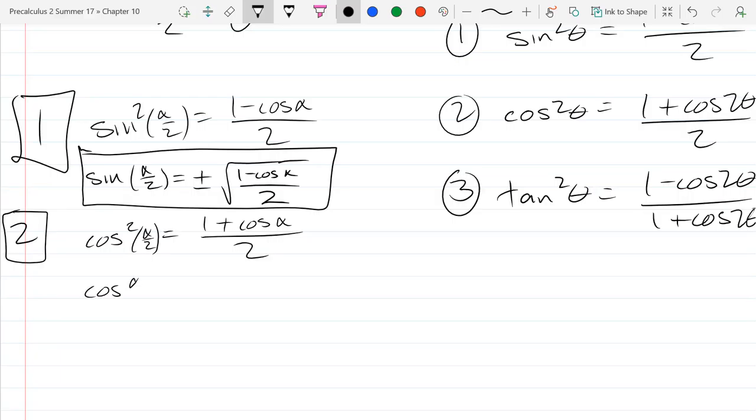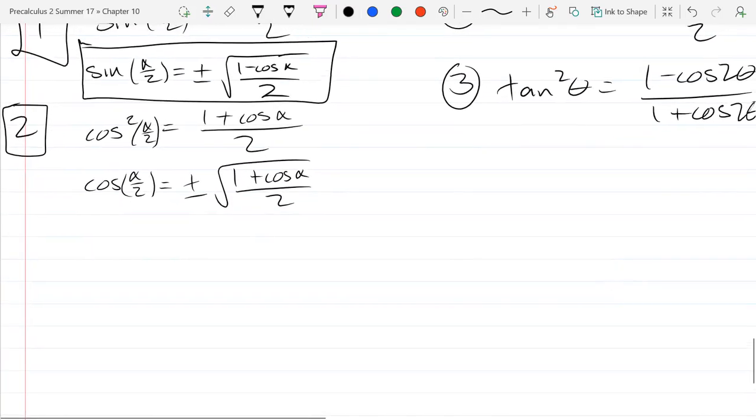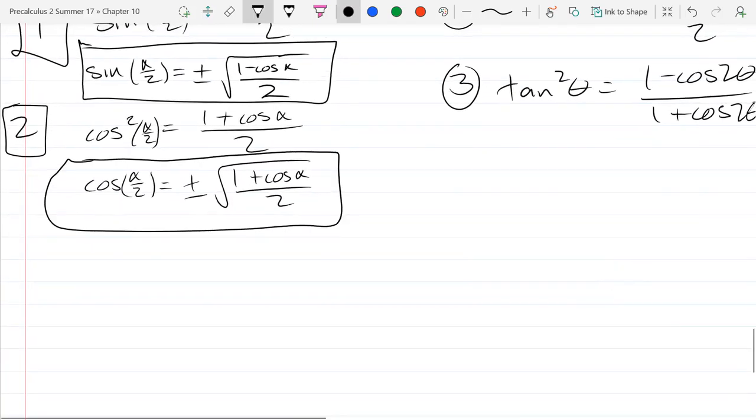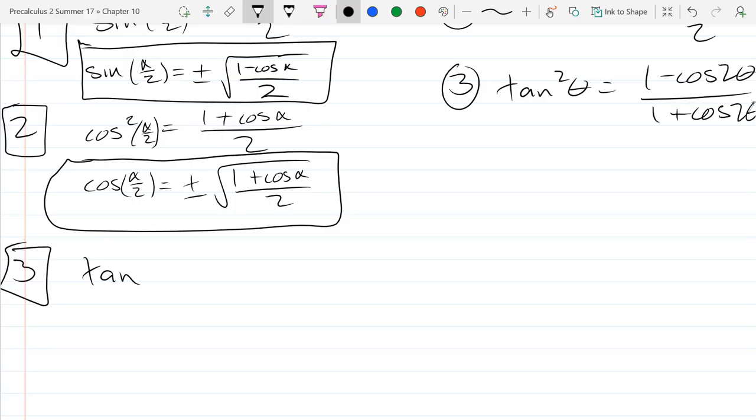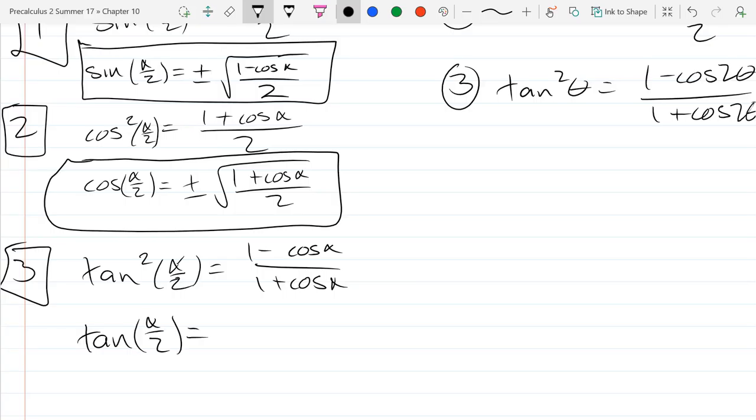Square root both sides. Plus or minus square root 1 plus cos alpha over 2. And that's our cosine. Last up, tangent. So I'm rewriting this as tangent squared alpha over 2 equals 1 minus cosine alpha over 1 plus cos alpha, and square root. Tangent alpha over 2 equals plus or minus square root of 1 minus cos alpha over 1 plus cos alpha.